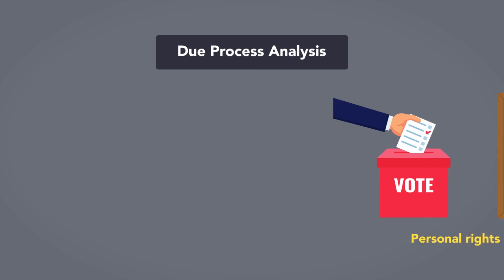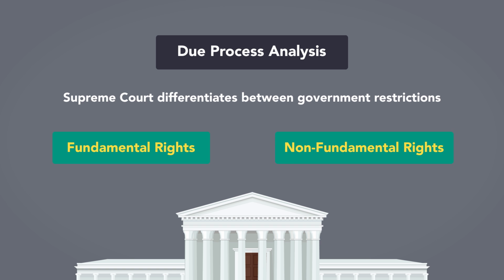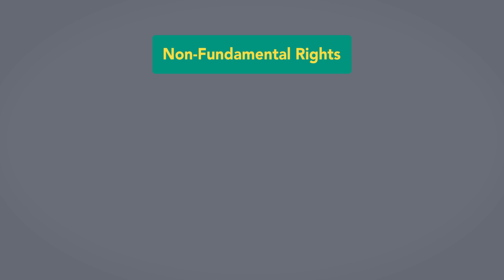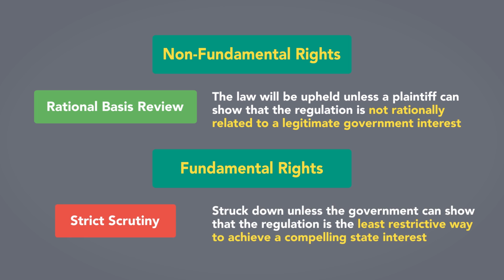right to privacy. In its due process analysis, the Supreme Court differentiates between government restrictions on rights that are deemed fundamental and those that are not. The former applies when the regulation represents a significant encroachment upon personal liberty. Restrictions on non-fundamental rights, including most economic regulations, are subject only to rational basis review, which means that the law will be upheld unless a plaintiff can show that the regulation is not rationally related to a legitimate government interest. Restrictions on fundamental rights, on the other hand, are subject to strict scrutiny, which means that they will be struck down unless the government can show that the regulation is the least restrictive way to achieve a compelling state interest.